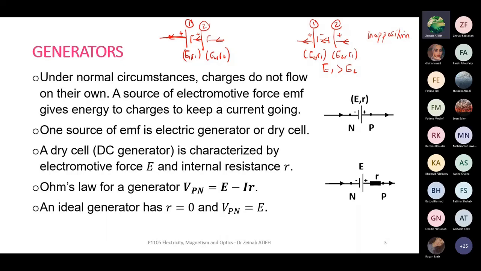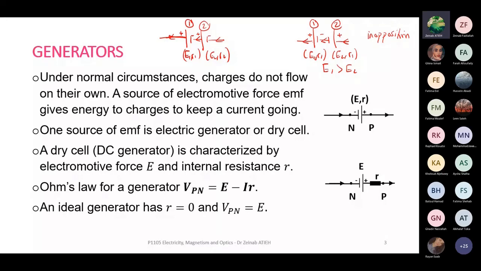Why does this happen? Because the current must move based on 1 or 2. It can't move based on both of them. And I have E1 greater than E2, for example. So 1 will be the generator, the one who leads the circuit, and 2 simply will be a receiver. What is a receiver? I will explain a receiver. A receiver is an electrical component that consumes energy. It does not deliver energy, it consumes energy.